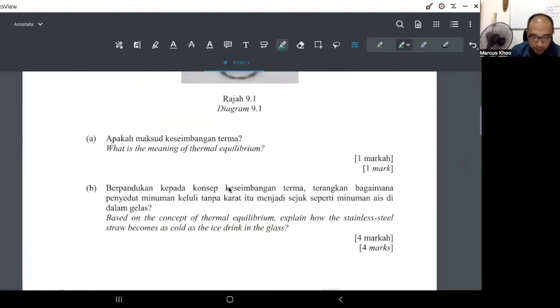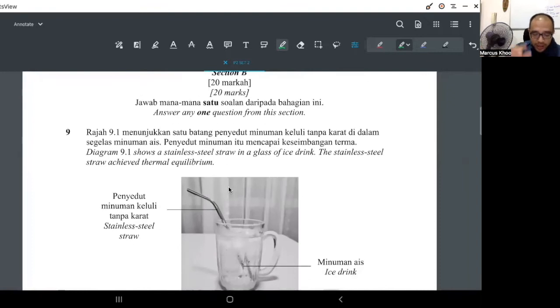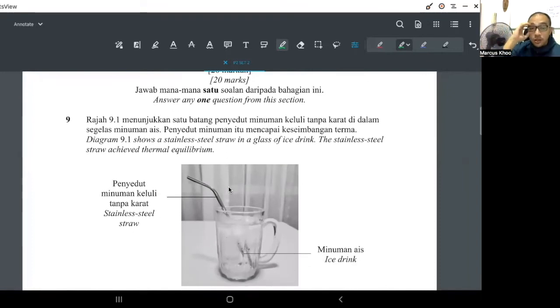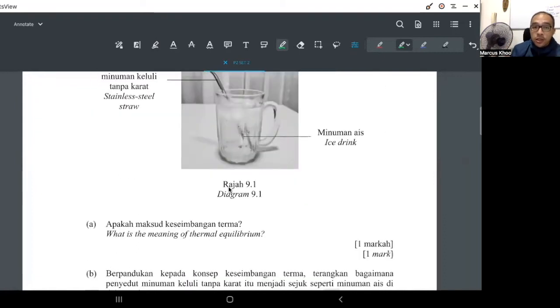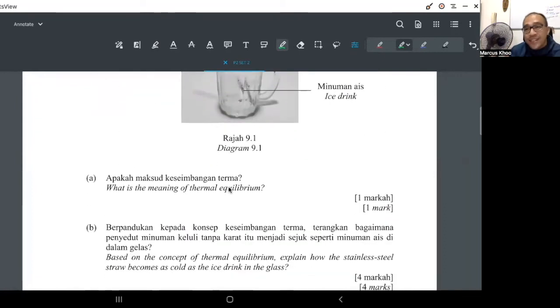Anyway, let's go to this question. 9.1 shows a stainless steel straw in a glass of ice cream. The stainless steel straw achieves thermal equilibrium. Now, logically, you know that the straw is going to decrease in temperature. So obviously, this is the meaning of thermal equilibrium.